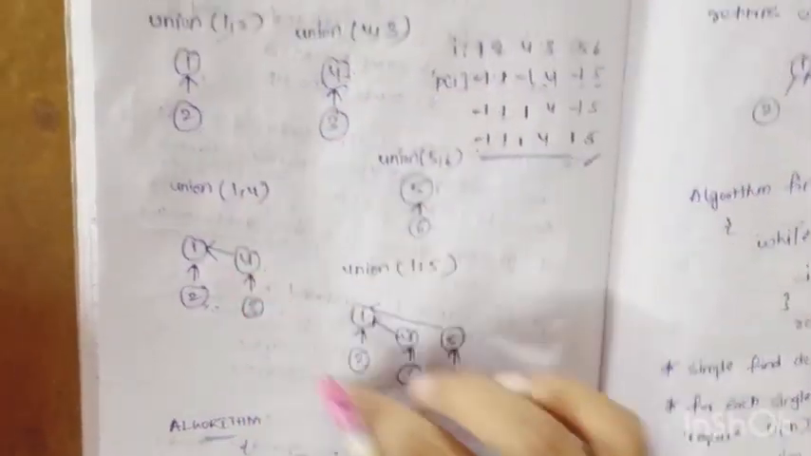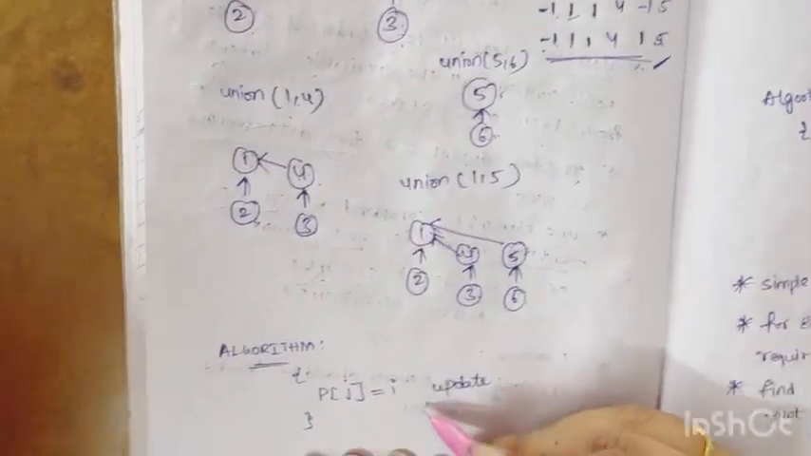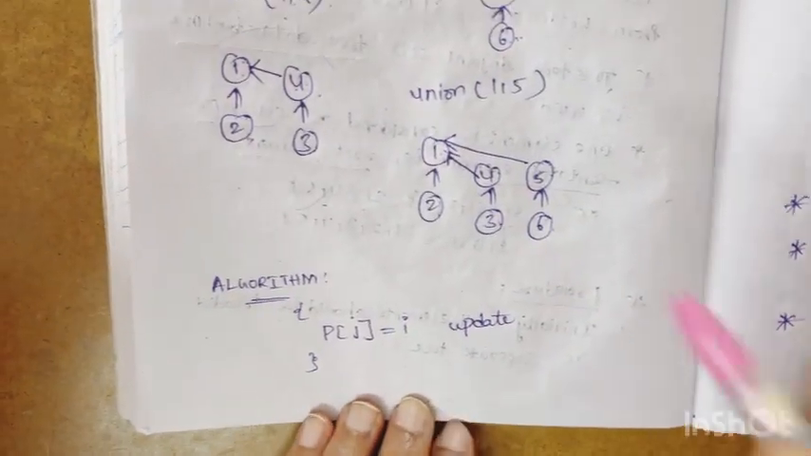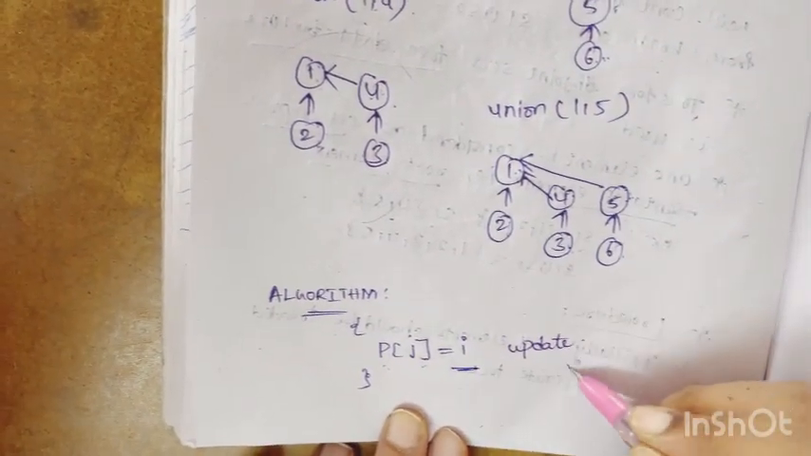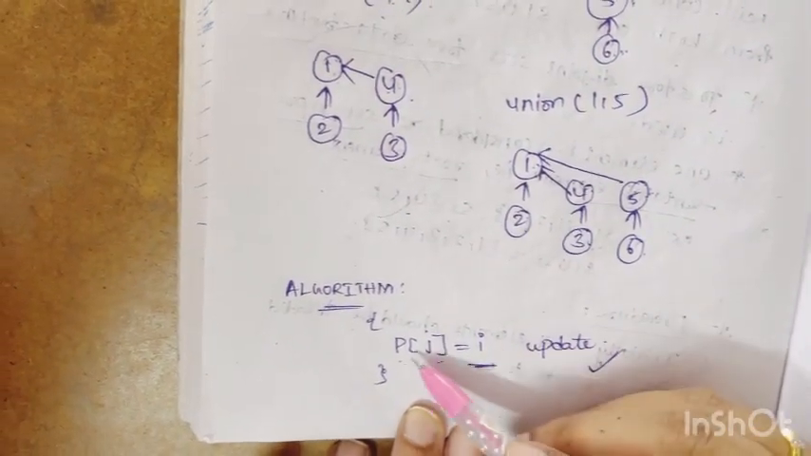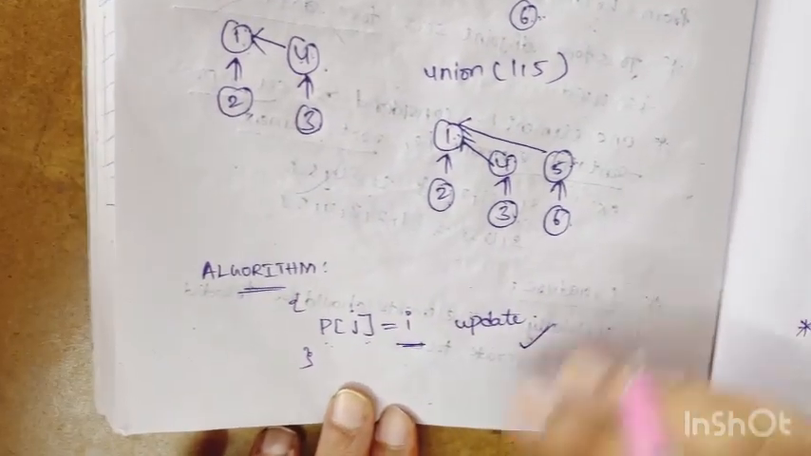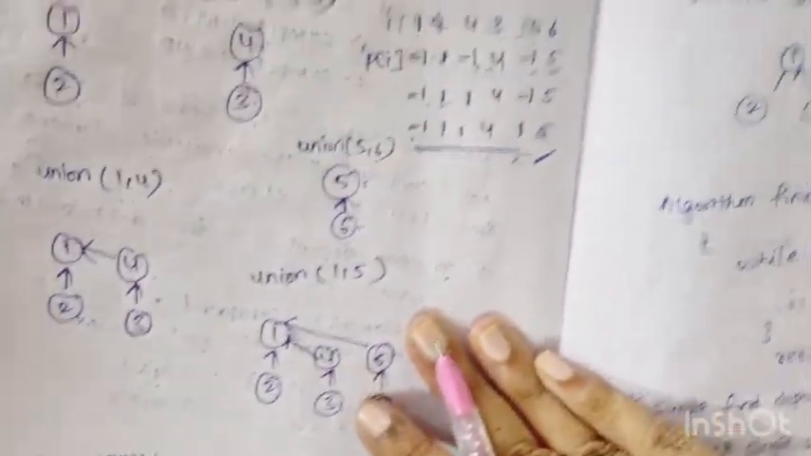So this is how we calculate the simple union. The algorithm is: in each and every step we are updating the parent node value. So this will become the algorithm, simple: P of j is equal to i. So this is a simple union operation.